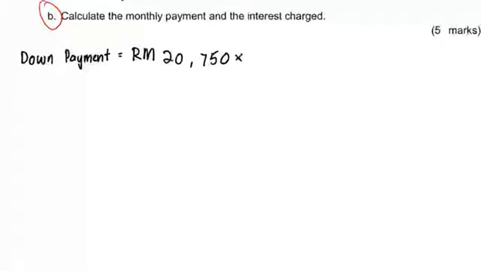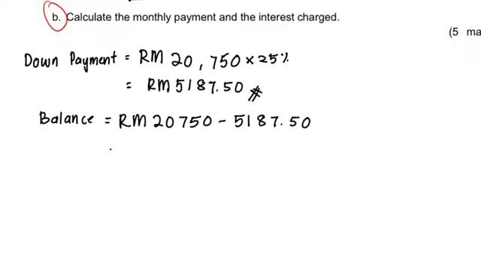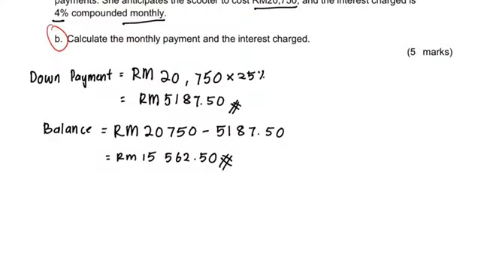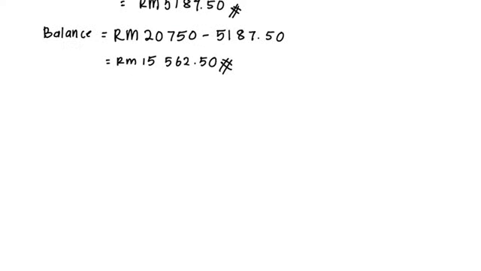So let's calculate the down payment, and the answer is 5,187.50 ringgit. Then we are going to calculate the balance, and the answer is 15,562.50 ringgit.